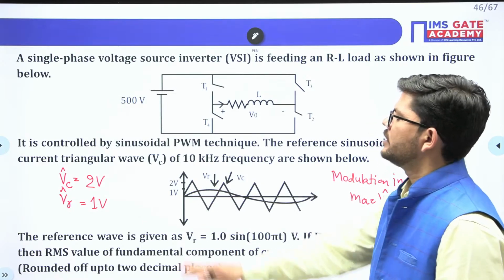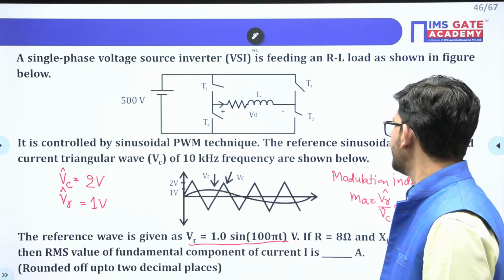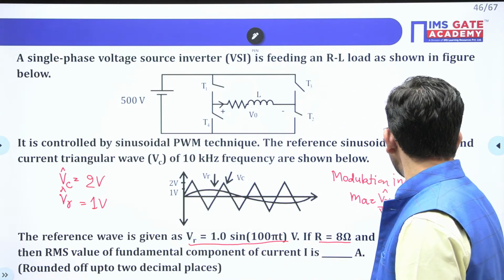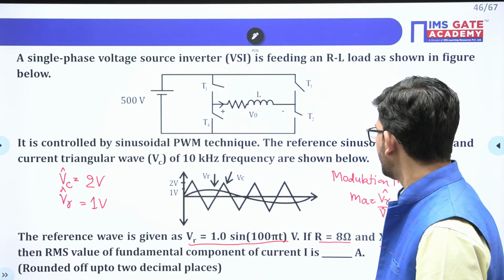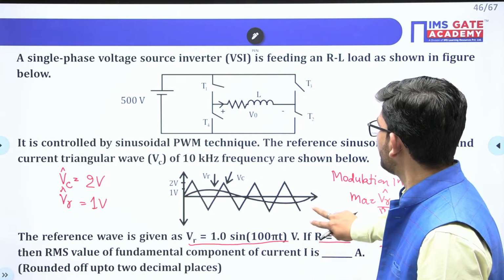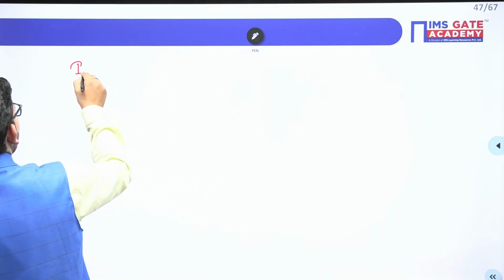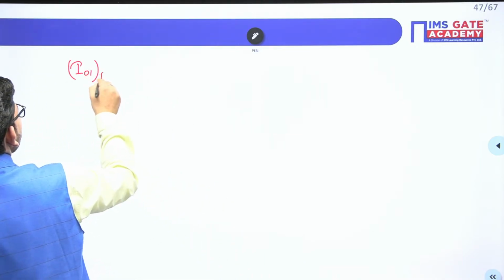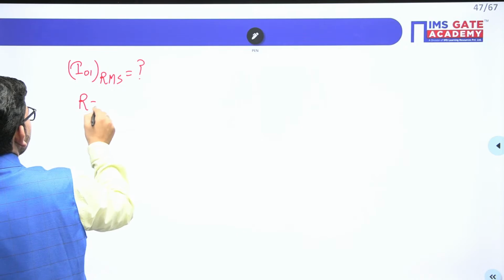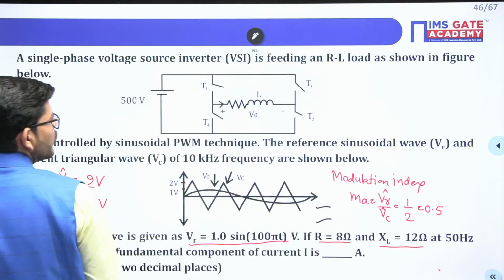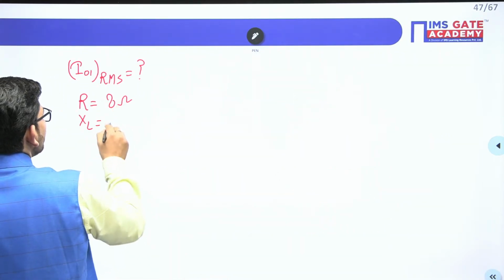For further reference, just read the problem. The reference wave is given by VR equals 1 sin 100 pi t. R is 8 ohm and XL is 12 ohm at 50 hertz. Then the RMS value of the fundamental component of current will be what? What we have to calculate here is the RMS value of the fundamental component of current. We are given the R value, 8 ohm, and the XL value, 12 ohm.